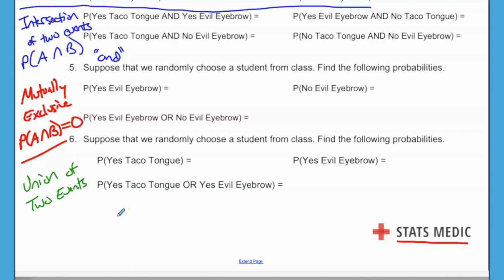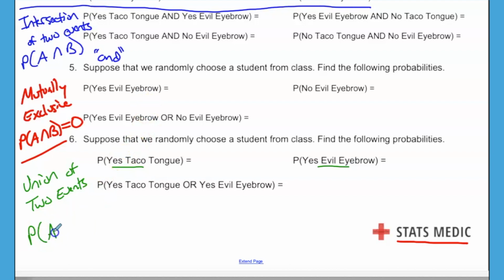The last one we're going to look at is the union of 2 events. This is very powerful to get students to stand up. As you're in class, you could say, stand up if you can taco tongue, and then you could count them. Then you could say, stand up if you can evil eyebrow, and count those students. If you add those together, you're going to get a number bigger than 1. So that is a problem. Then you have to ask students to stand up if they can taco tongue and evil eyebrow, which means we counted those students twice, so we must subtract those numbers.